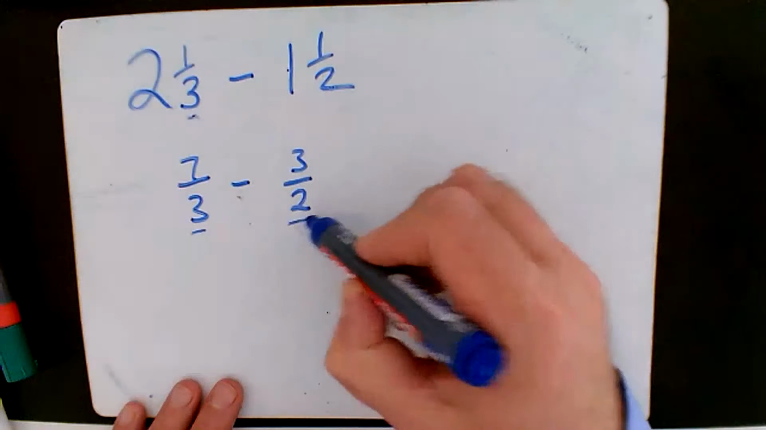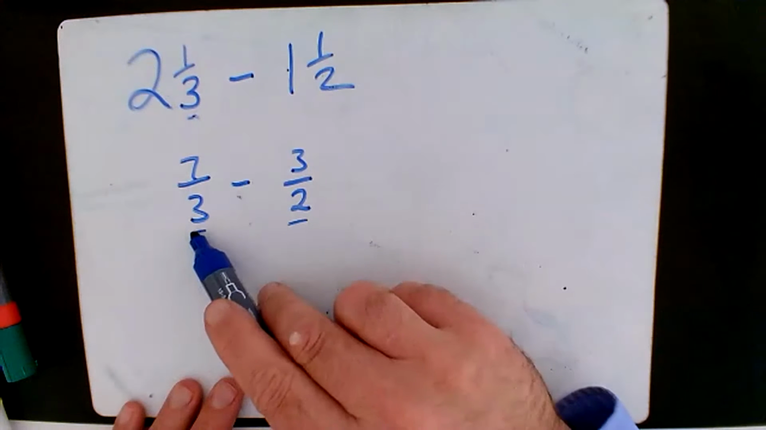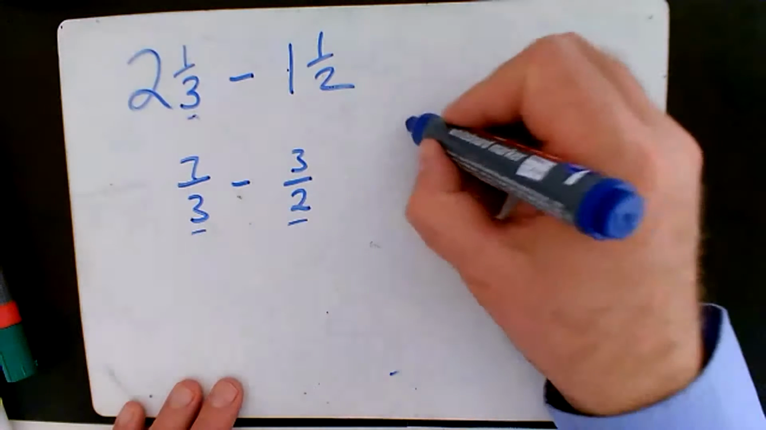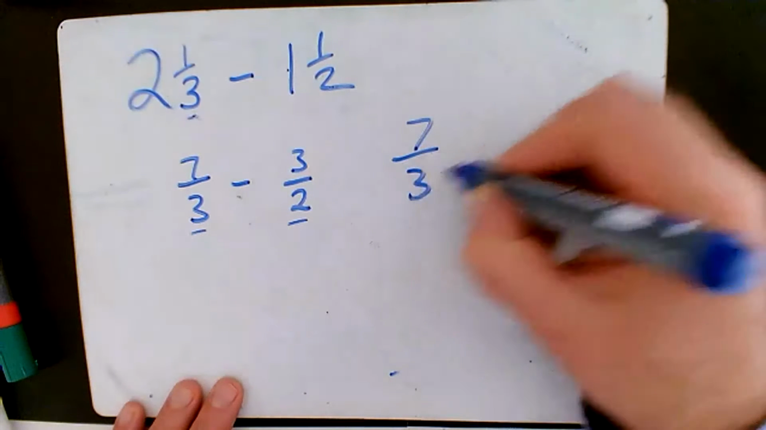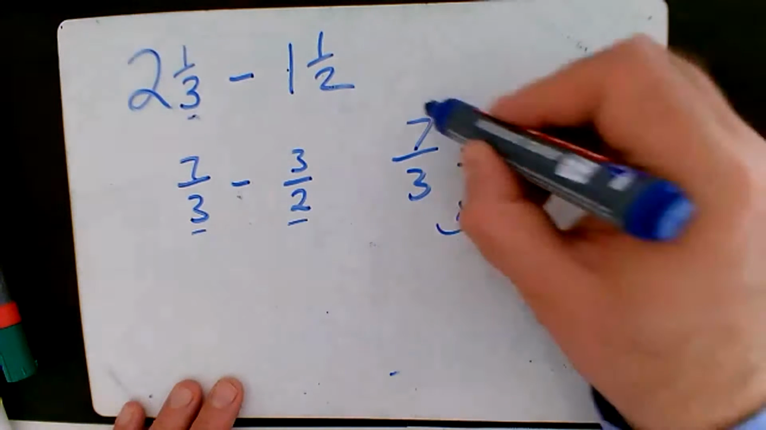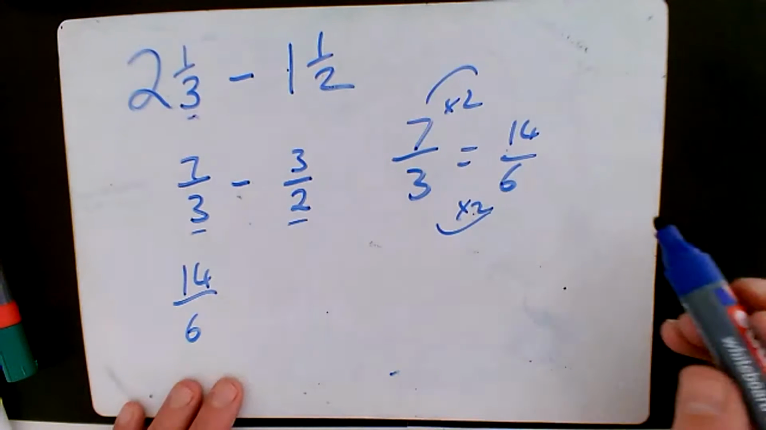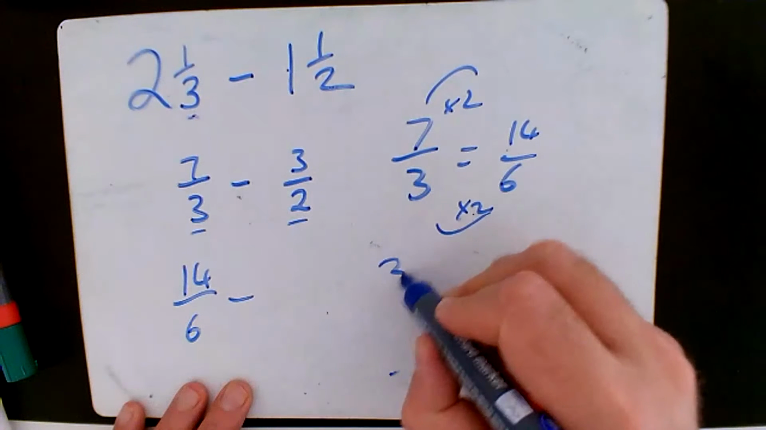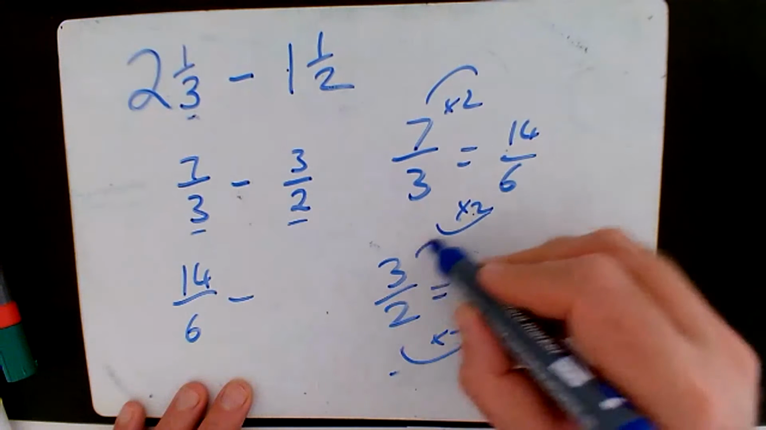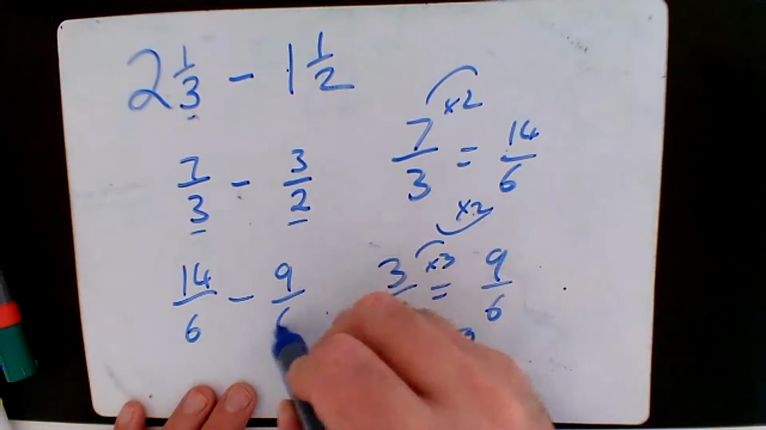Because they're different denominators, we have to put them into the same denominator, the common denominator, and that makes it easy for us. We know that if we times them together, we get 6, and 2 goes into 6. So we're going to put them into sixths. 7/3 equals how many sixths? I'm timesing by 2, so that's 14/6. And 3/2 is how many sixths? I'm timesing by 3, so 9/6. So it becomes 14/6 take away 9/6.